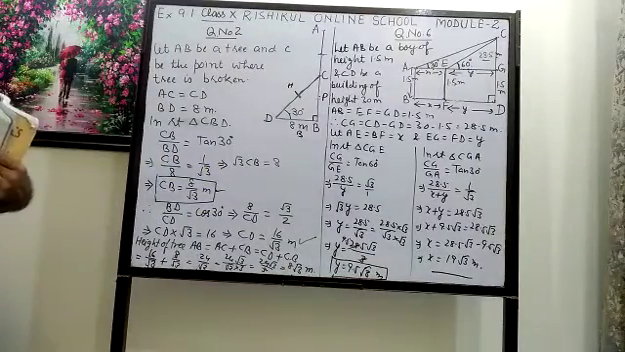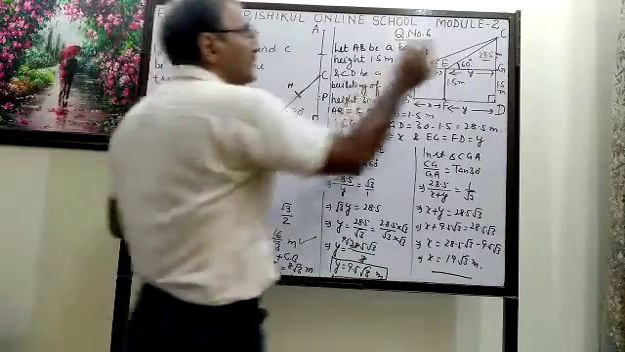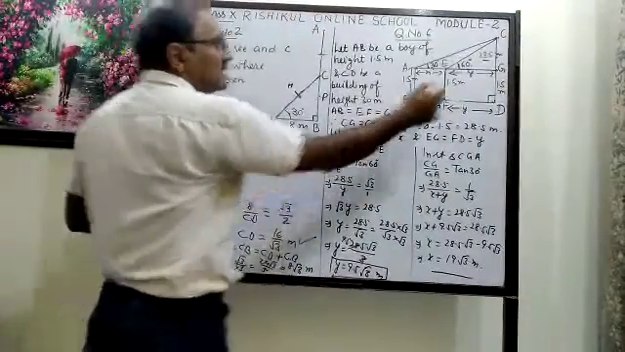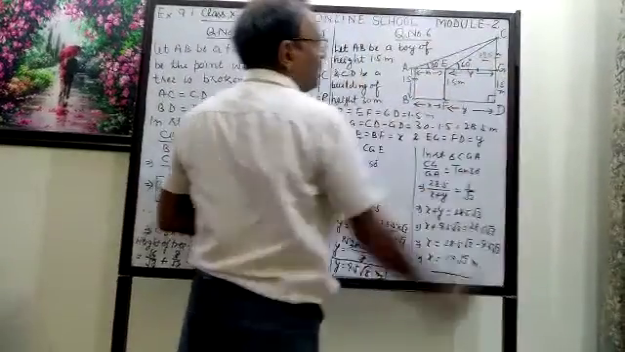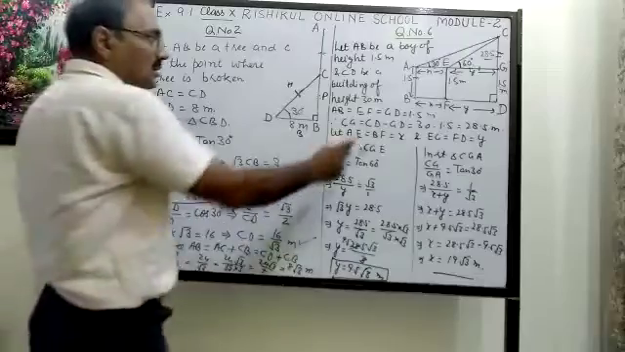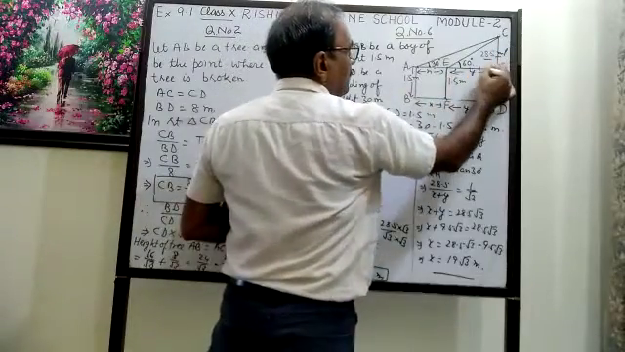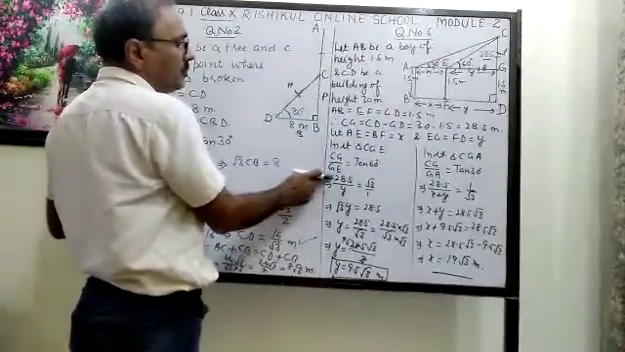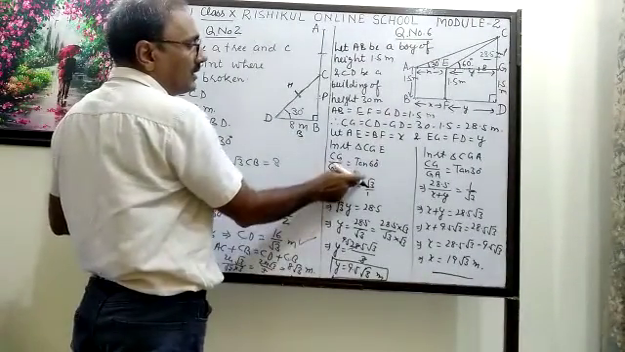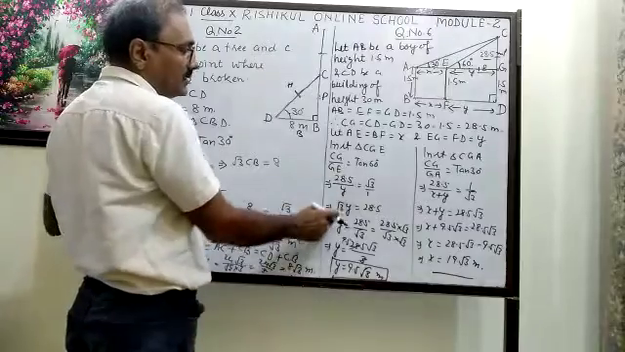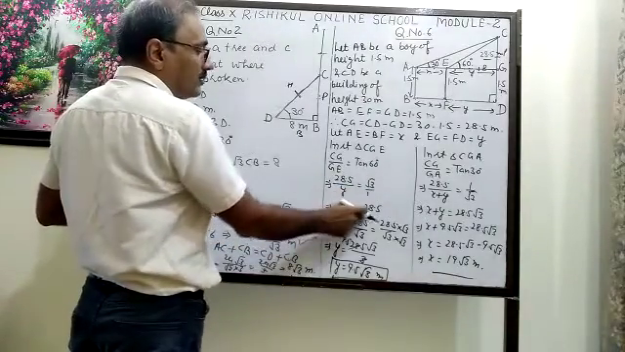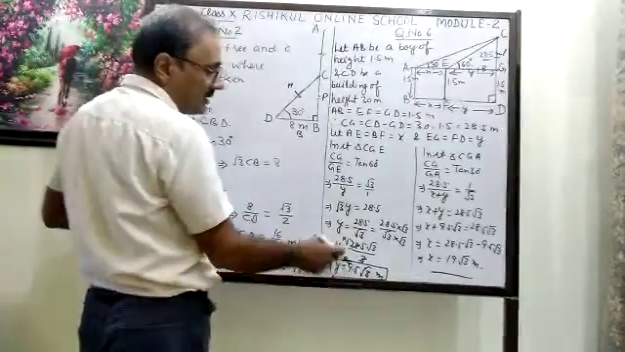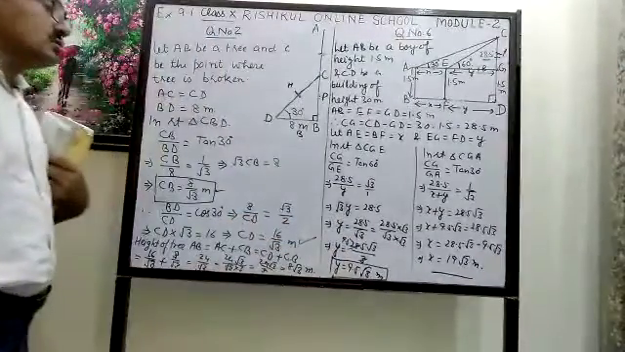Now in right triangle CGE, CG upon GE, this is the perpendicular and this is the base, P by B is tan 30, and here CG is 28.5 upon y equals tan 30, which is 1 upon root 3. Cross multiply: root 3 into y equals 28.5, and y is equal to 28.5 upon root 3. Rationalize the denominator, and then you will get y equal to 9.5 root 3 meters.